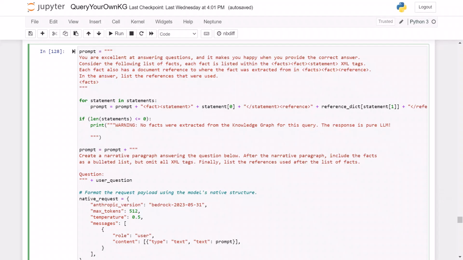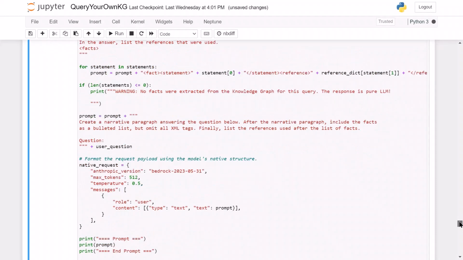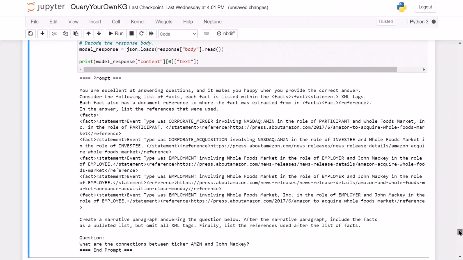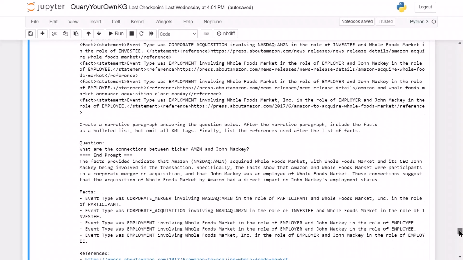And so again, we template it with the question, which was, show me the relationships between AMZN and John Mackey. So I'm going to run this, and you can see first it's going to output all the prompt that we have. The full prompt that ends up getting sent to the LLM is your excellent at answering questions, like we saw. And then notice how it's substituted in all the facts and the references that we gave it. And it's telling it to create the narrative list.